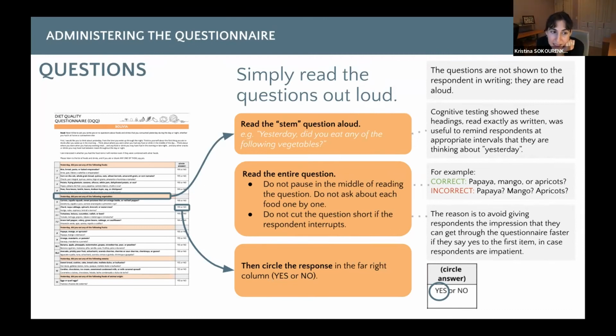And next, it's key to read the entire question. Something we've encountered with the survey administration is enumerators choosing to pause after reading each food item. We want to avoid that, and read the full question without pausing between foods. And why do we do that? Well, it's because we're not asking about individual foods. We're looking for a yes or no answer to the whole question.